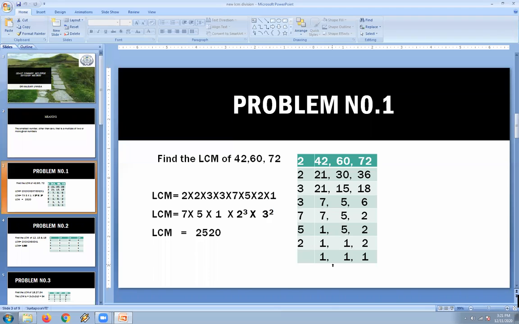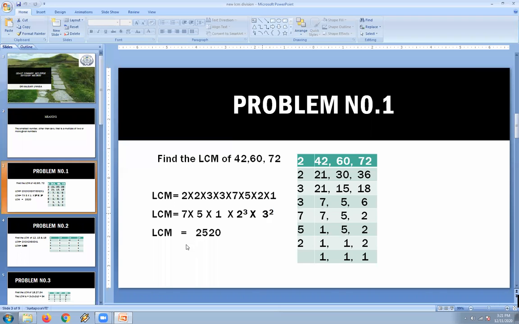If you divide by 1, it remains as it is, 1. Then 7. We are going to write only the numbers. 2 is multiplied 3 times, so we can write 2 to the power of 3. Then 3, how many times is it repeated? It is repeated only 2 times. So we write 3 square.